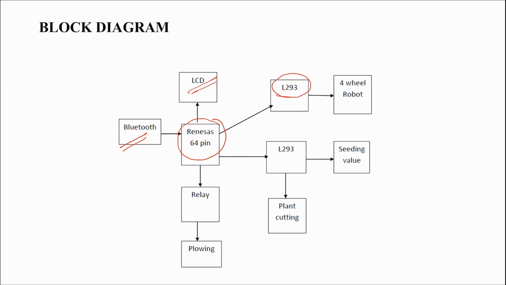L293D is a motor driver which is used to drive the motors. So we have used one L293D for 4 wheels, because one motor driver can drive 4 motors at a time. Second is used for seeding and plant cutting. We have used a relay for plowing because it requires more power and the relay is perfect for that.